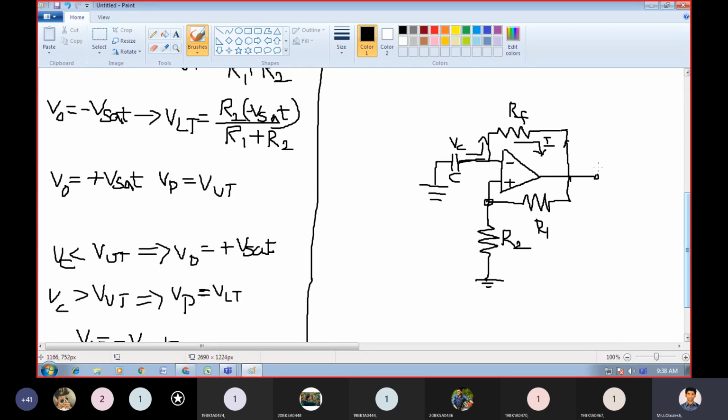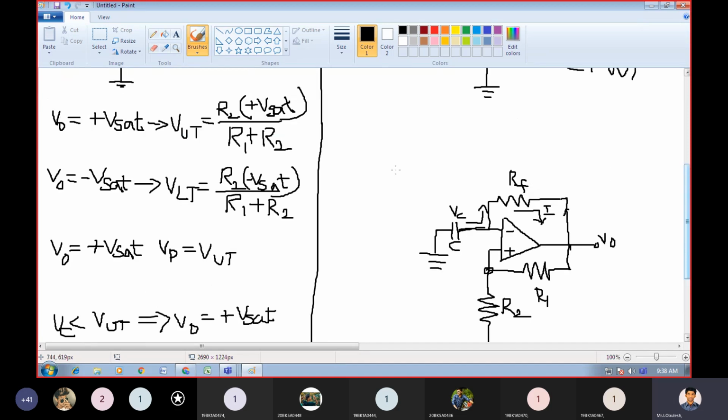This is V0. This is suitable for V0 equals minus V saturation. Minus V saturation. And C discharges towards VLT.